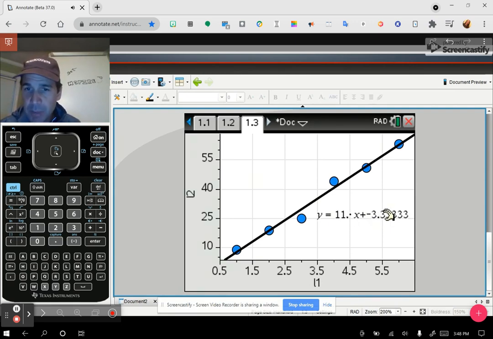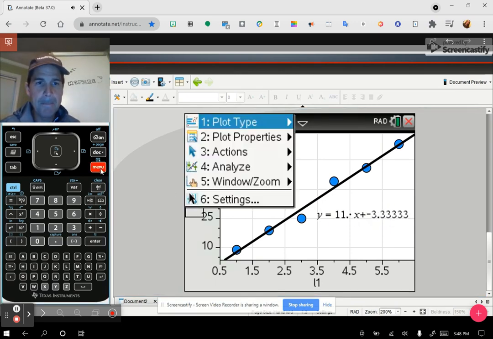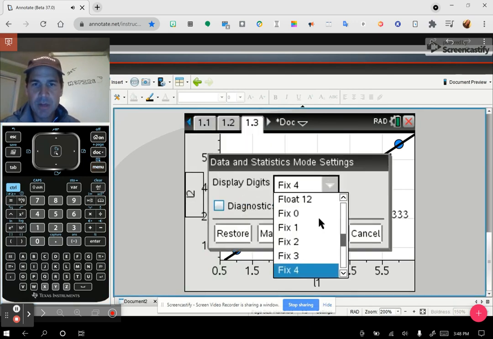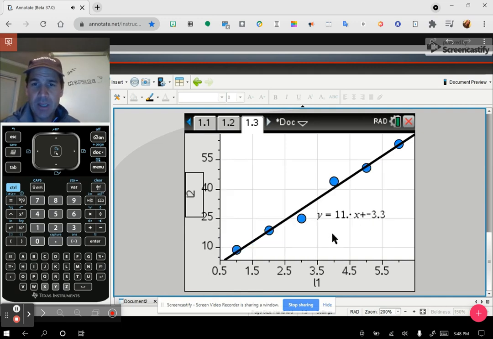If you don't have enough decimal places here, you can also hit Menu, go to Settings, and change it to the number of decimals that you want, because sometimes the default is only 1 or 2. It's not a lot. And that is pretty much it for that window.